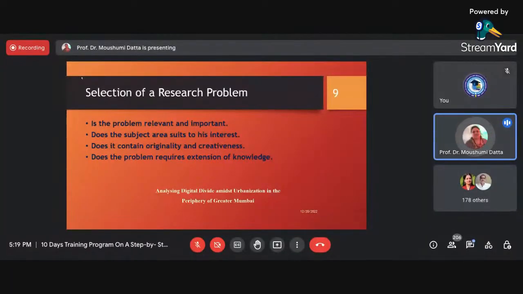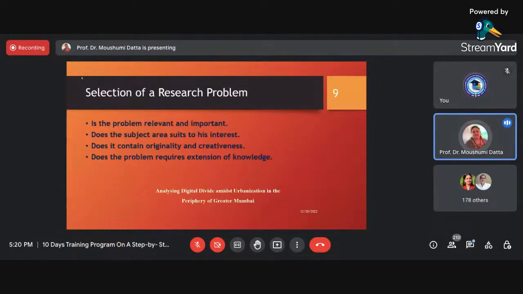A research problem should be very, very relevant and important. You just can't see any problem and start researching. No, research is done for two purposes. Either you do research so that the society is benefited, or you do research so that it can be made a policy. So research is something which is very, very serious and important. So a problem should be very, very relevant.